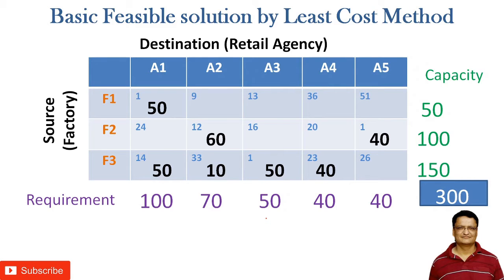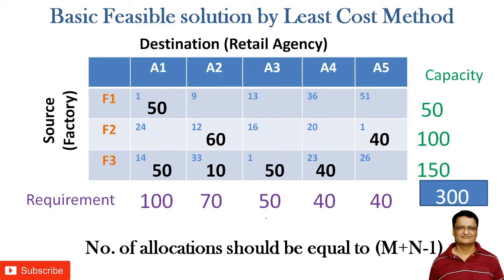Before we apply the MODI method, it is very essential to verify the number of allocations. So what do I mean by number of allocations? Here I can say how many allocations I have made. So I have made 1, 2, 3, 4, 5, 6 and 7 allocations. And this number of allocations should be equal to m plus n minus 1. So I have 7 allocations, and let us see how we calculate this m plus n minus 1.